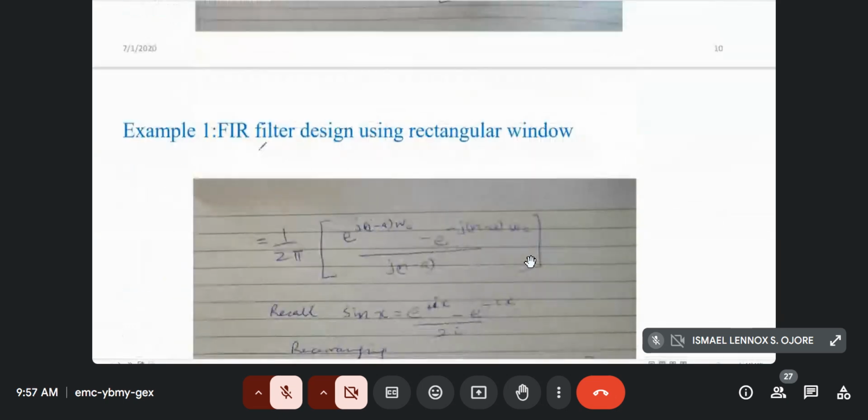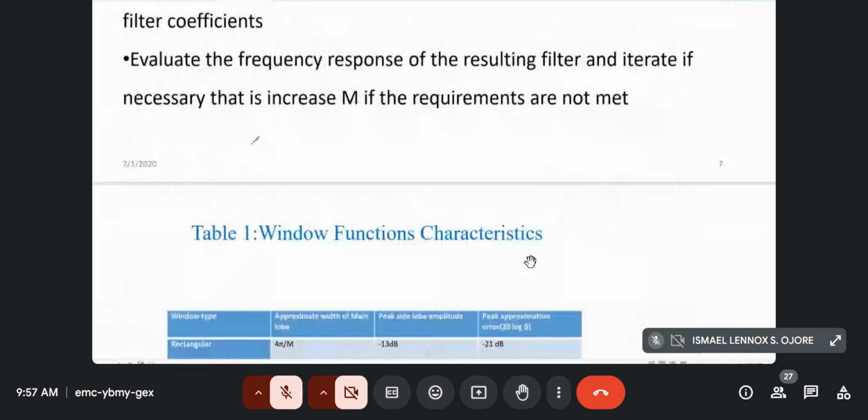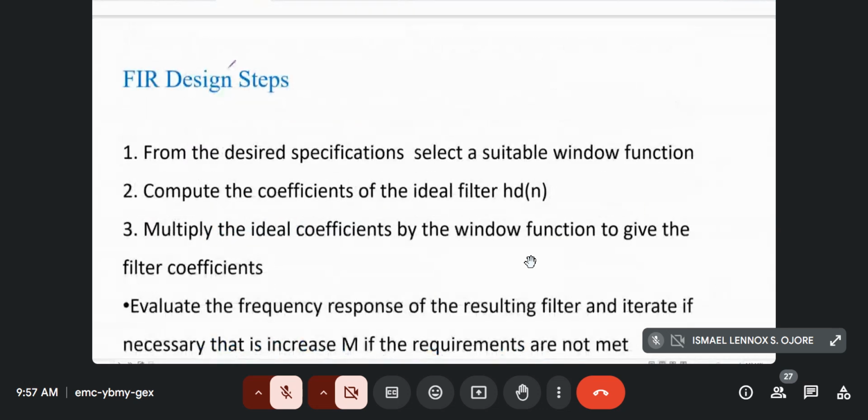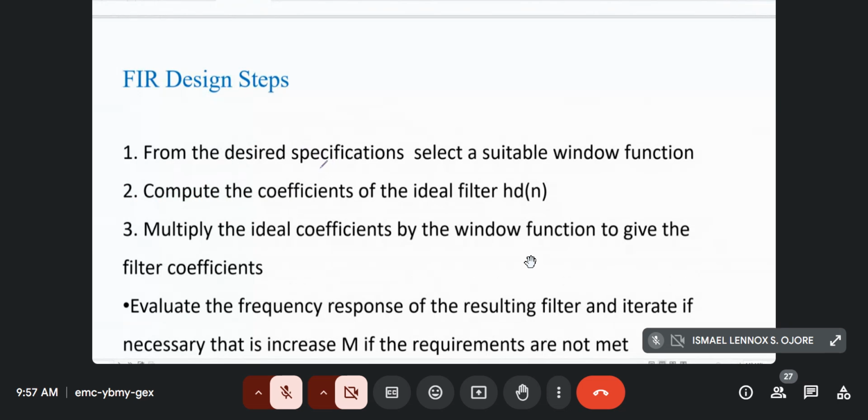Where were we? We were here. So the steps from the desired specification. We will select a suitable window function. So we have already got H_D(n), the desired. Compute the coefficients of the ideal H_D(n).